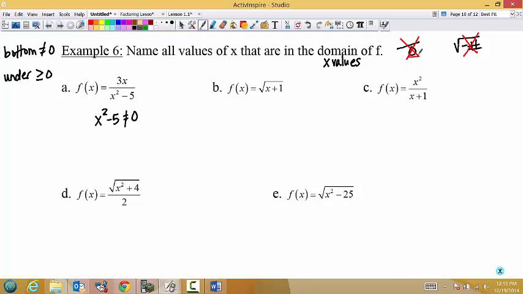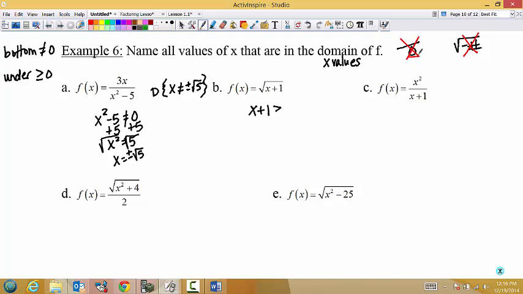Well, how do you get rid of subtract 5? Well, you would add 5. So x squared equals 5. And then how do you get rid of squared? You take the square root. The square root of 5 is the square root of 5, but anytime I take the square root of both sides, I have to remember to put plus or minus. So the domain, for now, is x is not equal to plus or minus the square root of 5. I don't know why I put the brackets. Those are unnecessary.